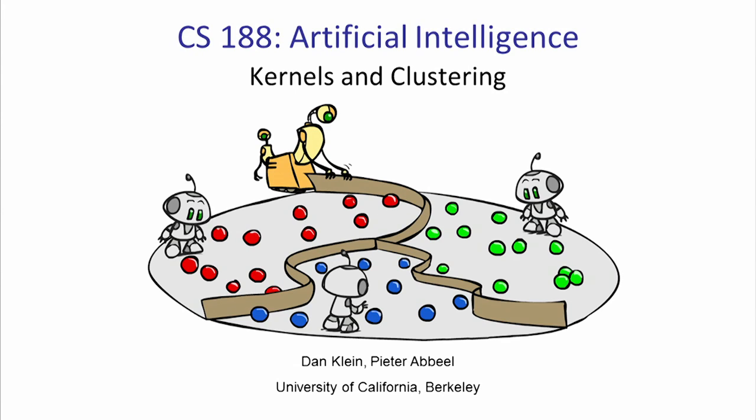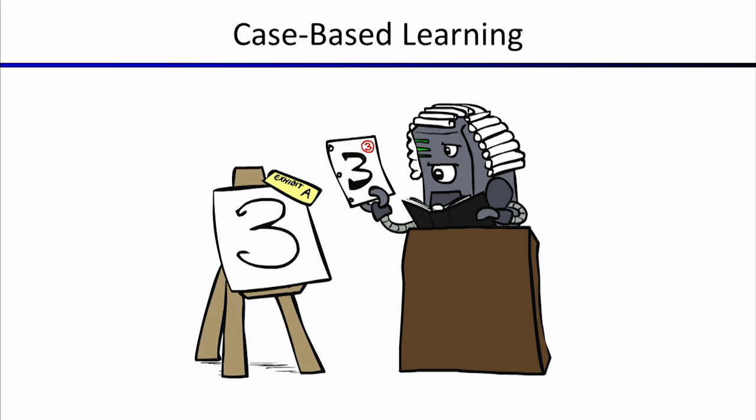So today we're going to talk about two related topics, which are kernels for classification and clustering for pattern detection. And what makes them related topics is they both share this key idea of exploiting similarity between your data points. First, we're going to talk about how this idea of similarity can be used for classification.